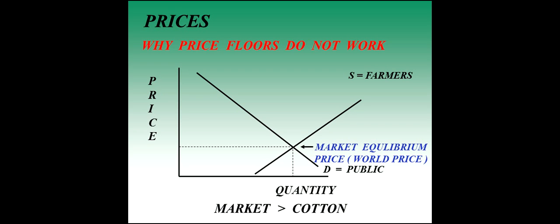The demand curve represents the demand from the public around the world, if you will, or even in this country. The market equilibrium price is considered the world price in this illustration, and the supply is obviously provided by the farmers.